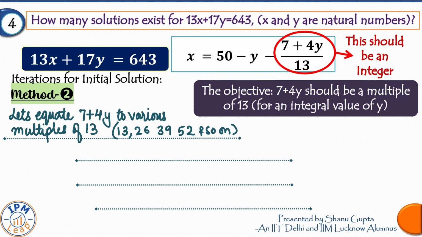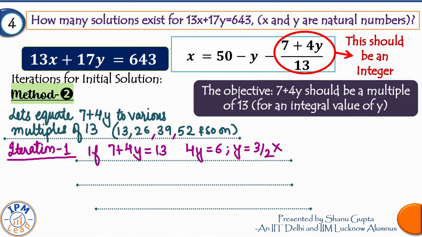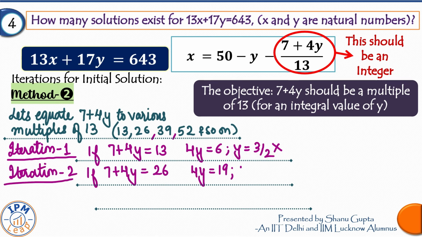Let us do that. In our first iteration, if we take 7 plus 4y is equal to 13, y is equal to 13 minus 7 whole upon 4. 6 upon 4 is 1.5. Clearly not an integer. In our next iteration, we try out the next multiple of 13. 7 plus 4y is equal to 26. Then y is equal to 19 upon 4.